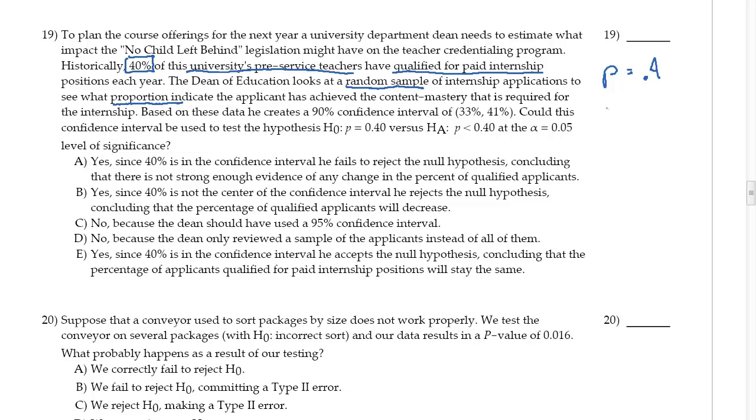So we're starting to meet assumptions as we do a random sample that's probably independent, and so hopefully we have the correct sample size. Based on these data, he creates a 90% confidence interval. So here's the interval, from 33 to 41. This means that our P should be in there, and look, it is. P is in that interval. Could this confidence interval be used to test the hypothesis H0: P = 0.40? That's right, this means no change. So that's good.